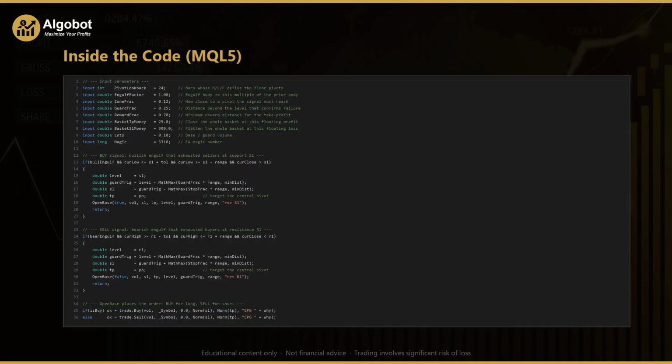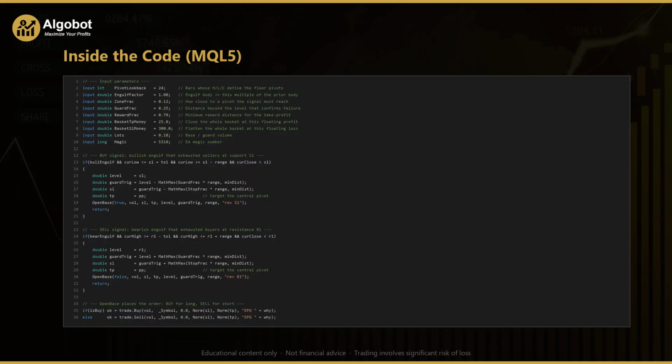Let's look at the actual MQL5 code as it appears in MetaTrader. At the top are the input parameters you can adjust: PivotLookback sets how many closed bars define the pivots, defaulting to 24. Engulf factor controls how large the engulfing body must be relative to the prior one. ZoneFrac sets how close to a pivot the candle must reach, and GuardFrac sets how far beyond a level counts as a failure.